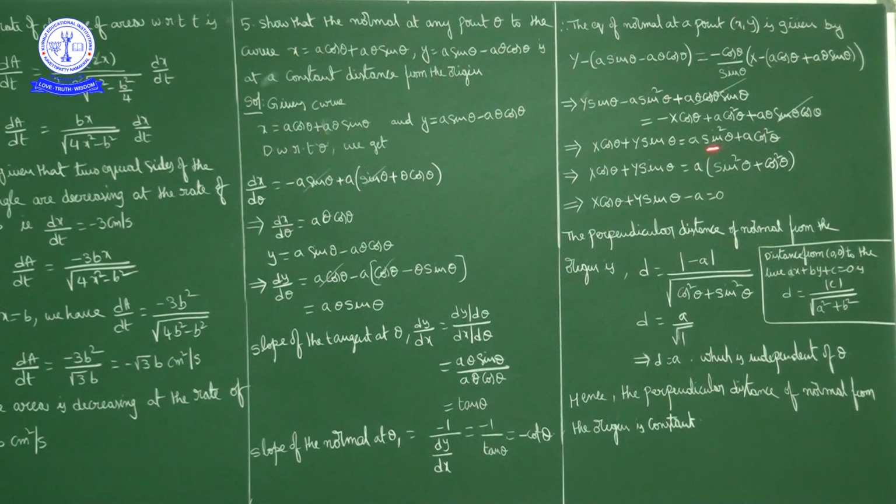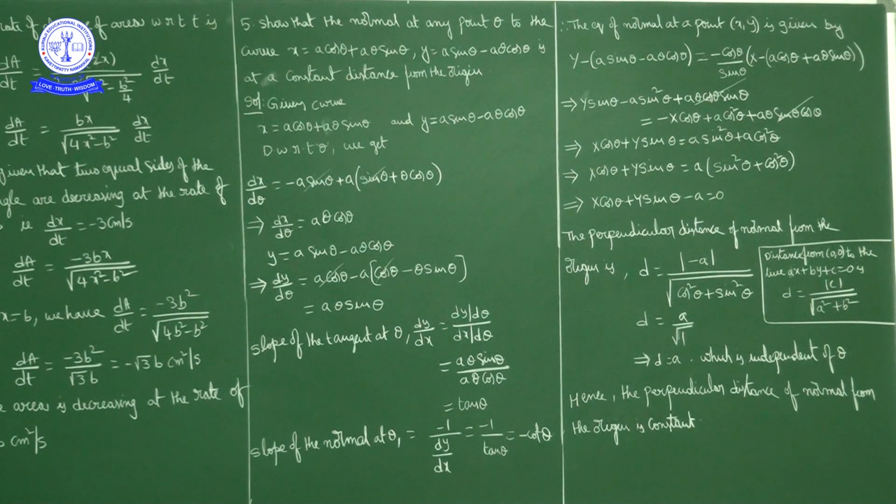From these two terms on the right-hand side we can take a common. So a into sin square theta plus cos square theta, that is 1, no? So a into 1 is a. This a, if you write it on this side, is minus a. So what we have is x cos theta plus y sin theta minus a equal to 0. But this is the equation of the normal.